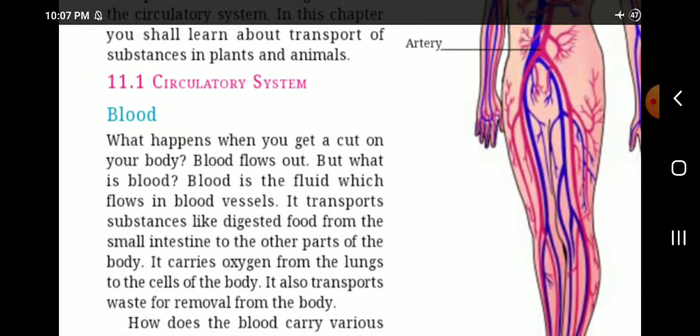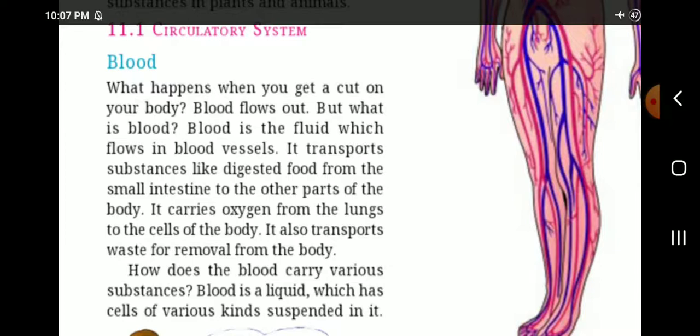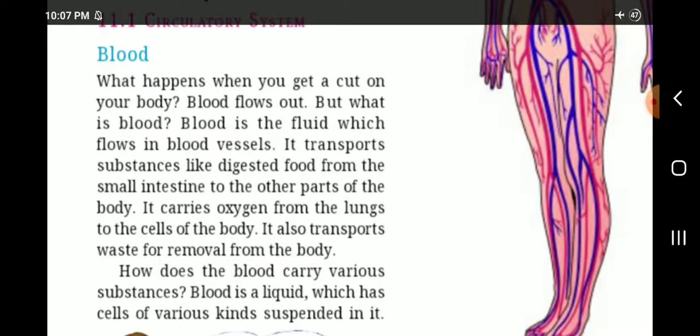Now, the animal circulatory system. What is blood? Blood is a fluid which flows in blood vessels. It transports substances like digested food from the small intestine to the other parts of the body. It carries oxygen from the lungs to the cells of the body. It also transports waste for removal from the body.